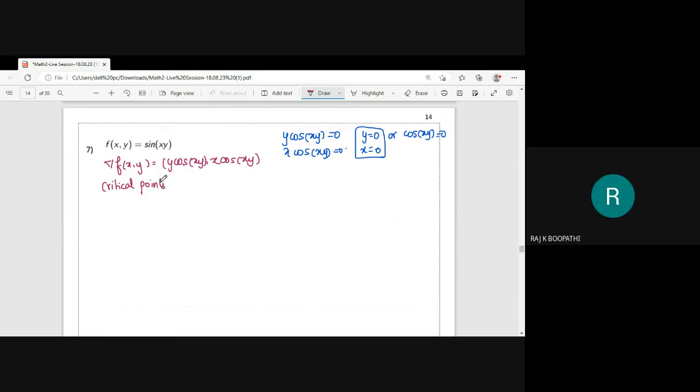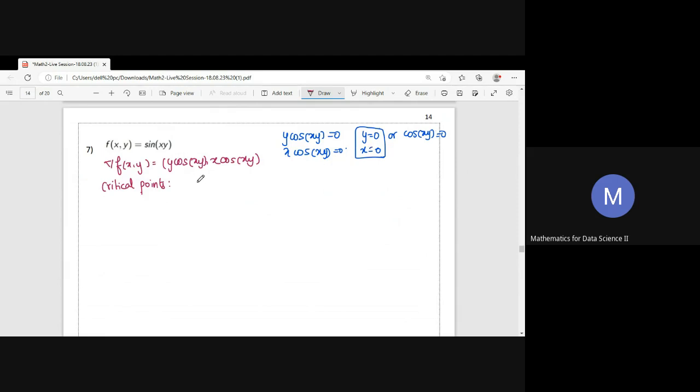And cos of xy equals 0. How can you take that as a critical point? xy equal to 2nπ plus π/2. So here you don't know explicitly what are the values for which your cos xy is equal to 0. Any x, y for which cos xy becomes 0, all those (x, y) are now a set of critical points. There are several critical points in this case.